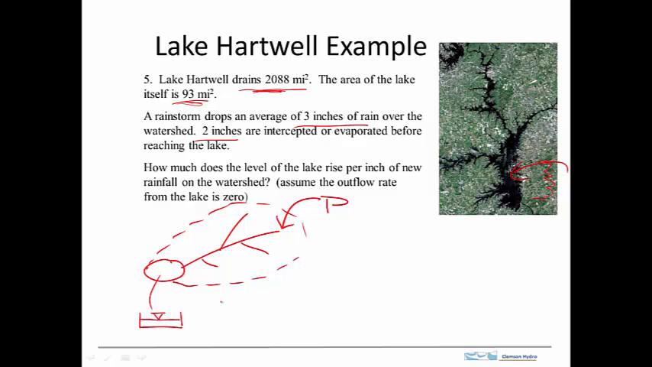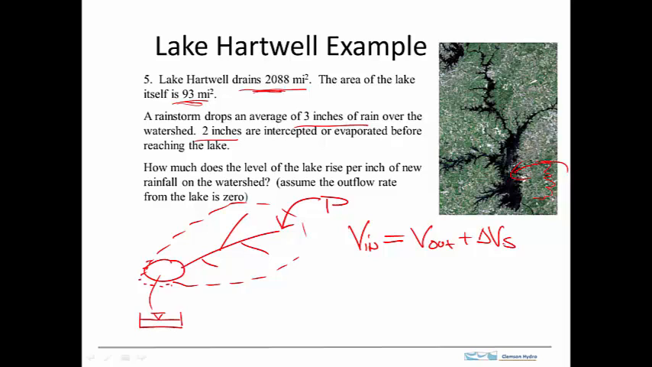Okay, so that's our problem, and we can address this by doing a volume balance. So I'm going to draw the control volume, and let's just use this dashed line that's the watershed boundary for the control volume, and it extends around the lake like that. So we can then say that the volume into the control volume is equal to the volume out plus the change in the volume stored. That's the basic balance. And we're doing this for just one rainfall, so we can do it just in terms of the volume of the rainfall.